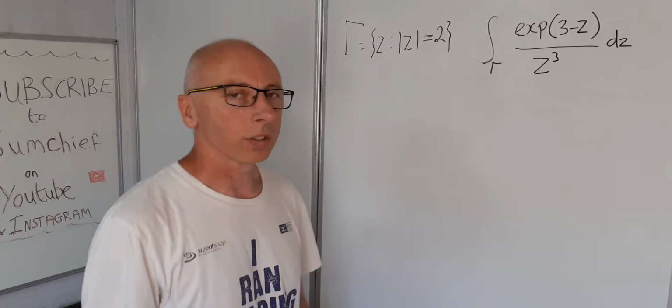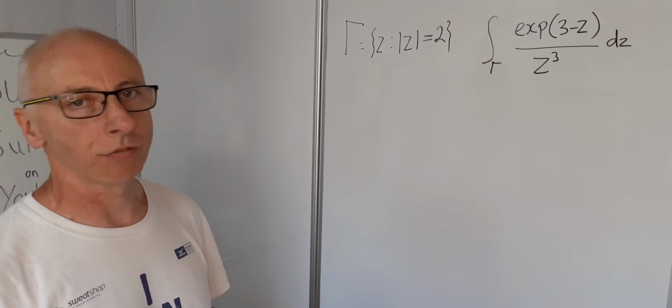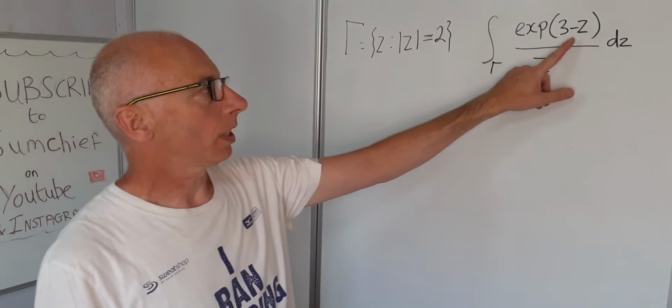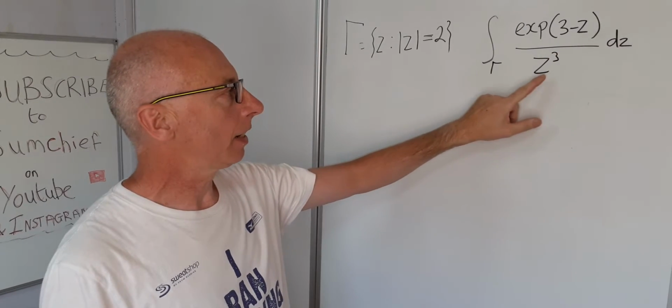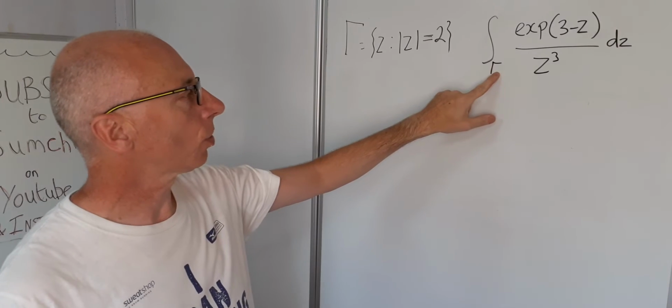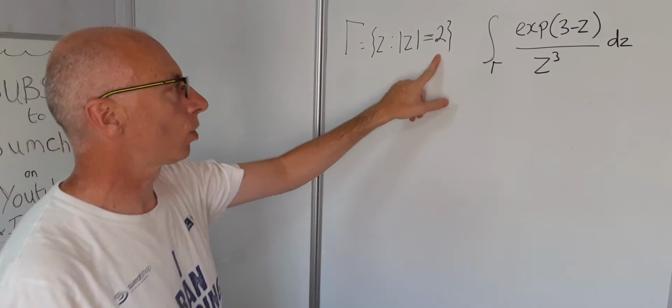Okay, so now we're going to look at Cauchy's integral formula, and in particular Cauchy's nth derivative formula. Now the integral we're trying to do is exponential of 3 minus z divided by z cubed with respect to z across the contour gamma, and gamma is where modulus of z equals 2.